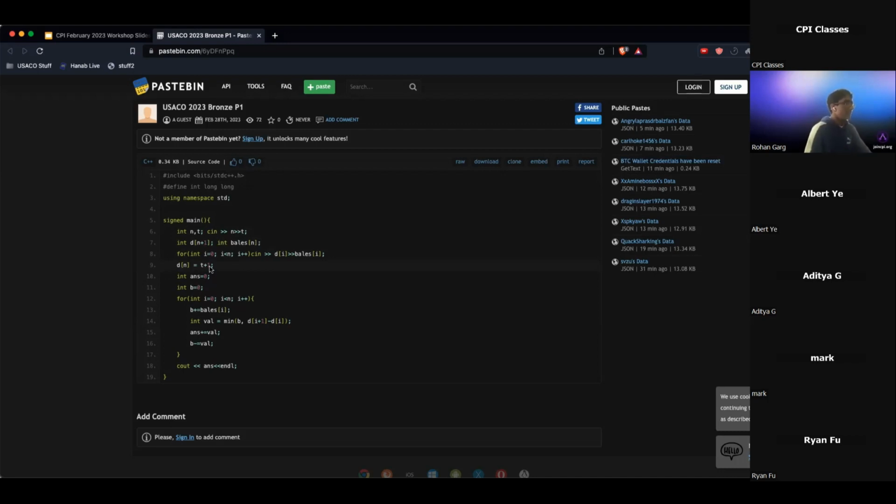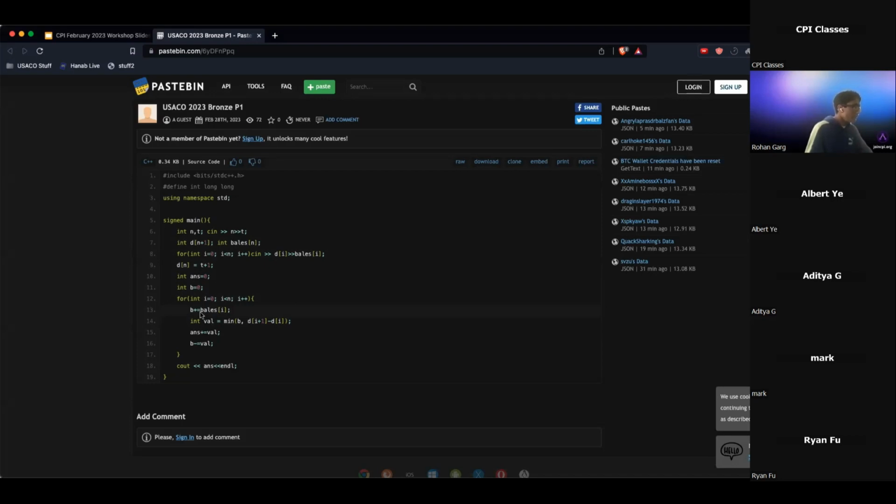So I take the input of the number of days and hay bales in the array, and I keep 2 variables. So variable ans represents our answer, and variable b represents the number of hay bales we have. So for each of the deliveries, we first add the number of hay bales that we get, and we do b plus equals bales i.